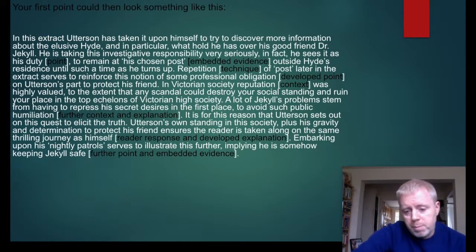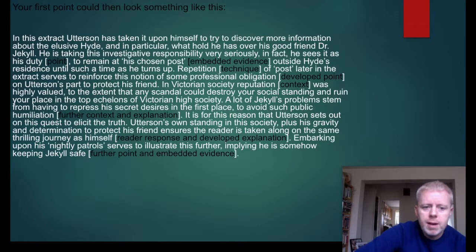Then, my first point, it's just a sample point, could read something like this, and you'll see that the bits in black are the different elements that the examiner will be looking for when marking your work. In this extract, Utterson has taken it upon himself to try to discover more information about the elusive Hyde, and in particular what hold he has over his good friend Dr. Jekyll.